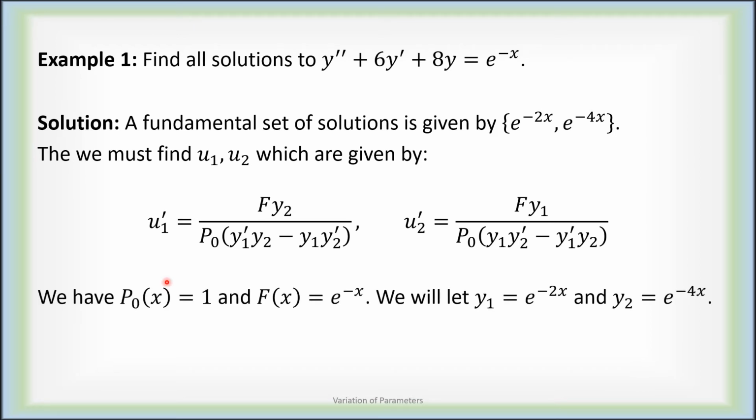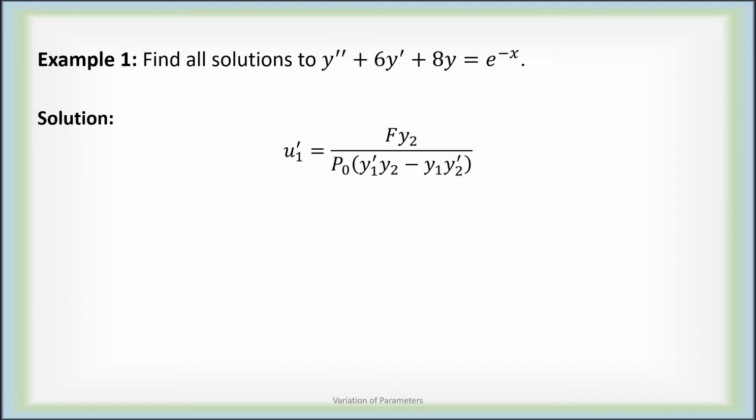So let's just see what we've got. P naught is whatever is multiplying y double prime in our original differential equation. That's just 1. F of x is our forcing function, e to the minus x. We have to pick an order for which of these is y1 and which of them is y2. I'm just going to let y1 be first and y2 be second, in which case I can now compute y1 prime, y2 prime, etc.